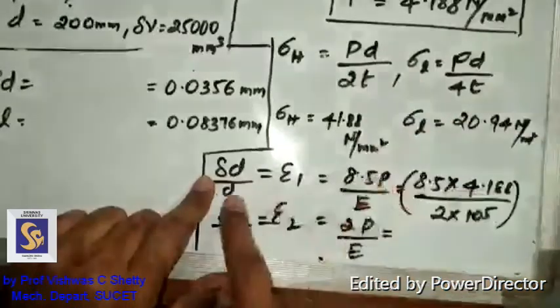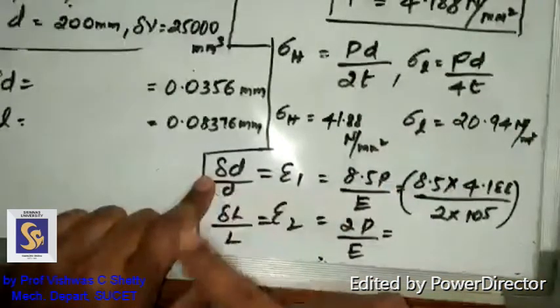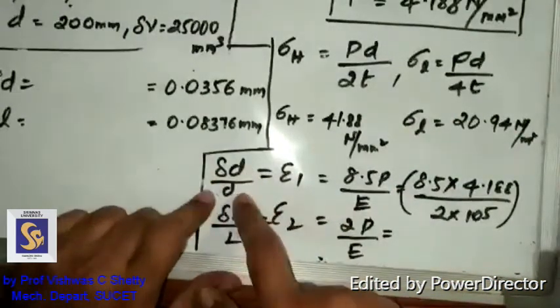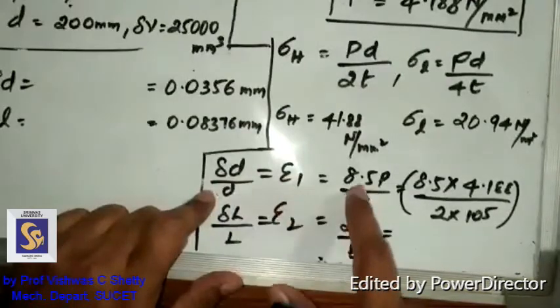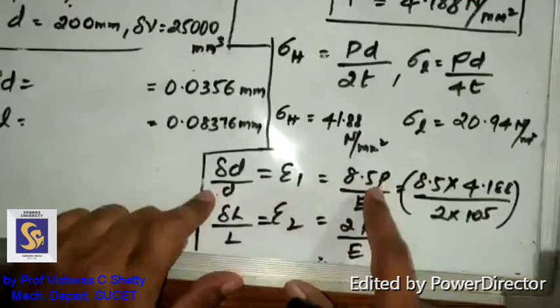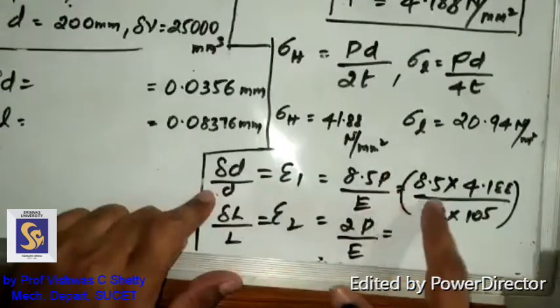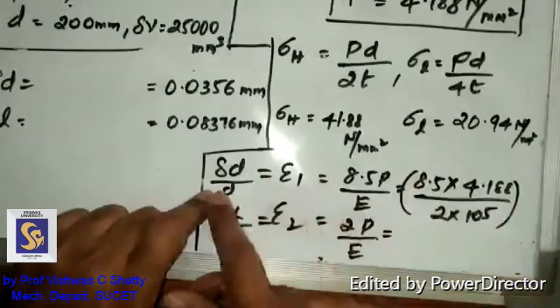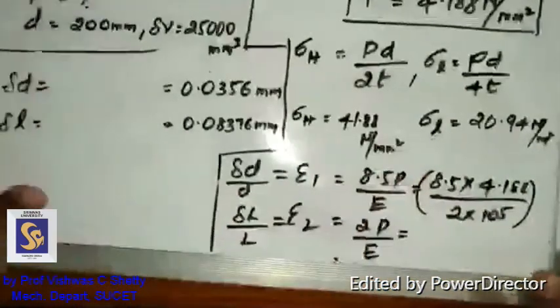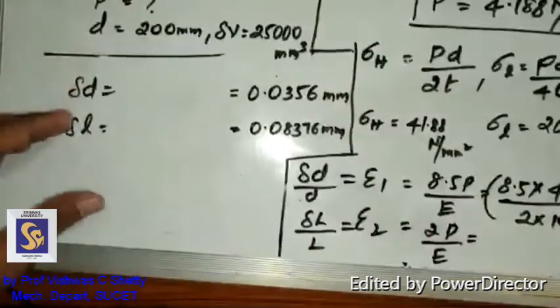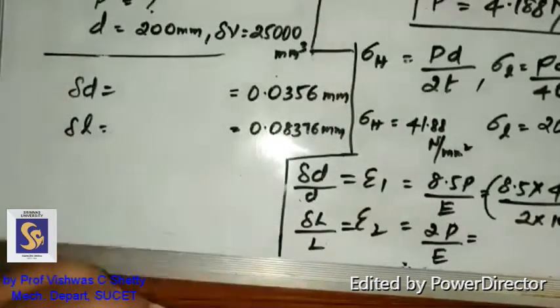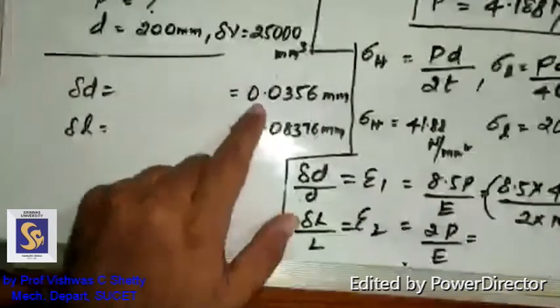After calculating P, going back to the same formula, the change in diameter by the original diameter, that is epsilon 1, is 8.5 P upon E. So we take this and multiply it with the D, then we'll get the change of diameter as well as the change of length. Are you getting these values?